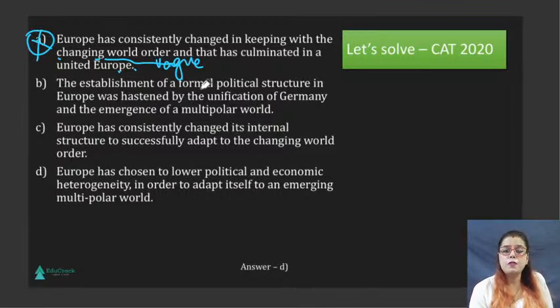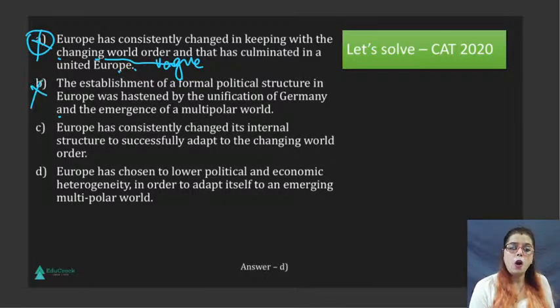The establishment of a formal political structure in Europe was hastened by the unification of Germany and emergence of multipolar world. Very intelligent option here. What they've done is they have taken exact words from the passage and used them here, and this is what will confuse us. The order of the information in option B is completely random, and it does not make sense. So what they're trying to say here is that European Union was formed because of the emergence of multipolar world and because Germany was unifying. This is not the agenda of the passage.